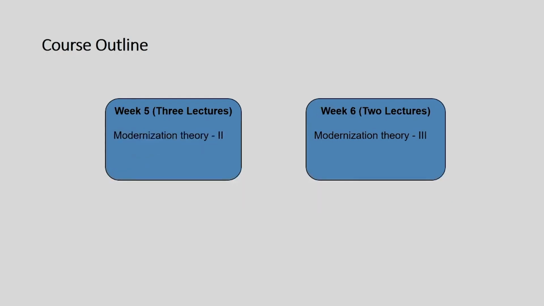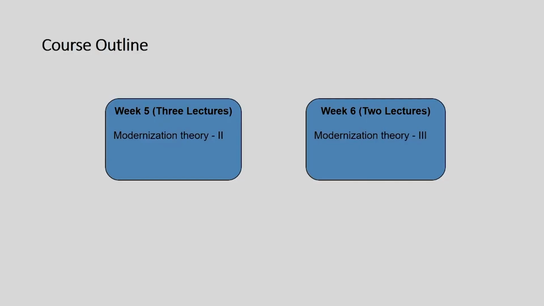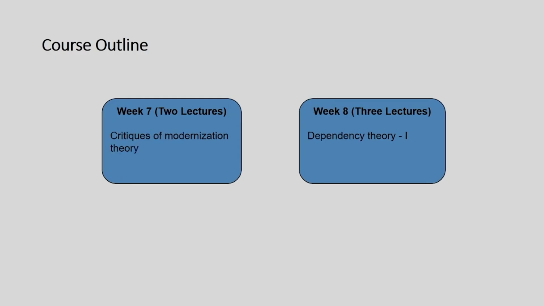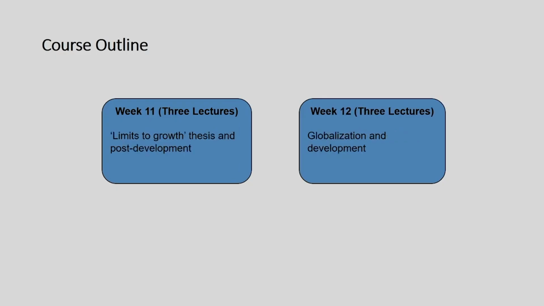In the fifth week, we have discussed modernization theory through the works of Eli. In the sixth week, we have discussed modernization theory through the lens of Theodore Sanin. And then in the seventh week, we have discussed critiques of modernization theory. And in the eighth week and in the ninth week, we are going to discuss dependency theory through the works of Blomstrom and Hettne. And in the 10th week we will discuss critiques of dependency theory.